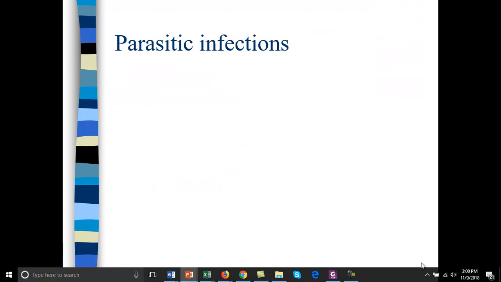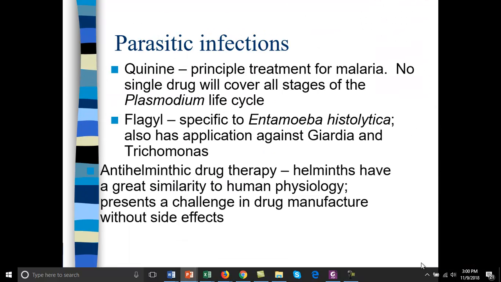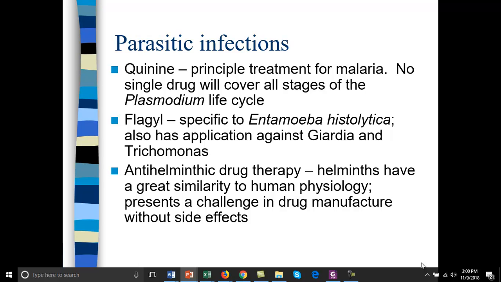Anti-helminths. Okay, so sorry about that interruption. My disk was full, so I had to release some disk space. We're talking about anti-helminth therapy. You have to be very, very careful when you treat helminths because helminths have physiology that's very similar to humans. And so it's very difficult to come out with a drug that isn't going to have a side effect on human cellular physiology.